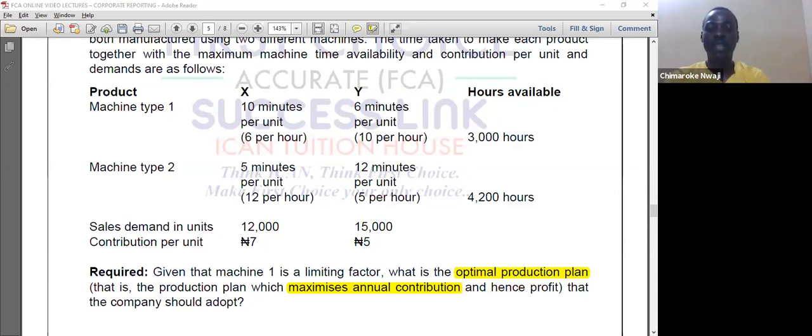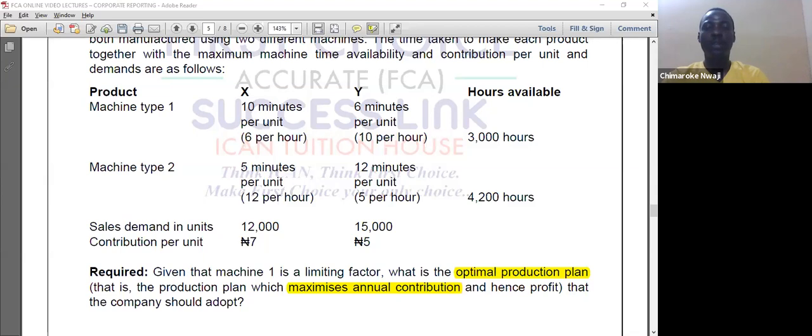So what we mean is, look at what you are supposed to produce. This is what you are supposed to produce, but this is what is available divided by what is required. It gives you 9,000. So whichever way you do it, that's fine.